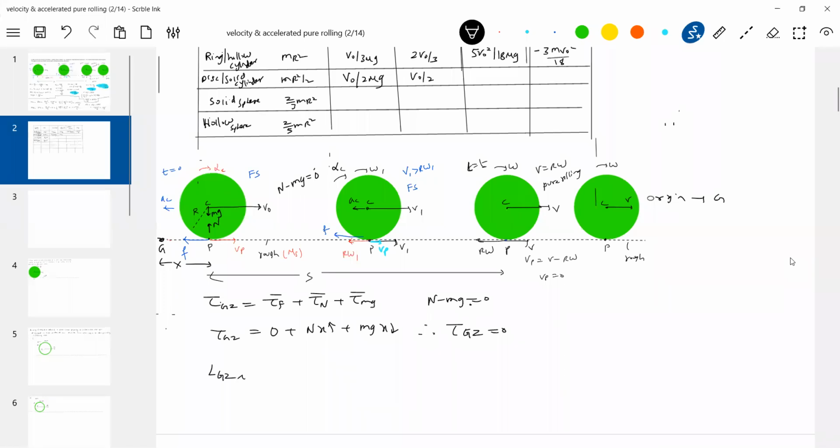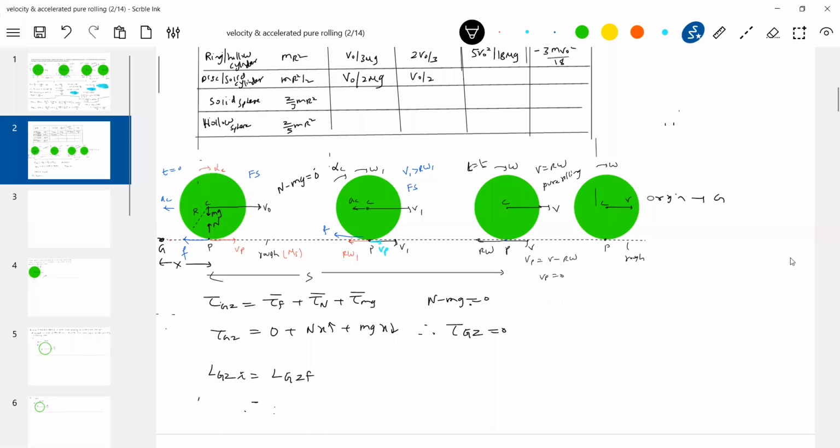L_G initial equal to... what is L_G initial? Angular momentum about this point. So this should be equal to m r_G cross velocity of center of mass. What is the velocity of center of mass? It is v naught. This should be equal to, finally it attains pure rolling. So instead of all this, I think I told you how to write the equation directly. You should write the equation instead of going for mathematics here.